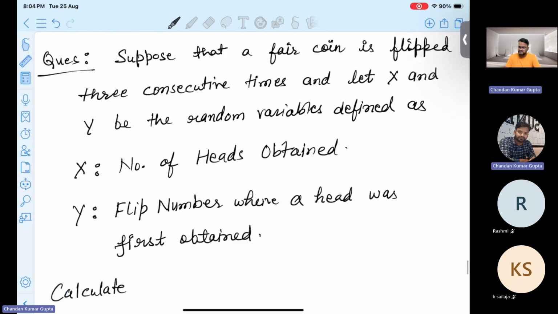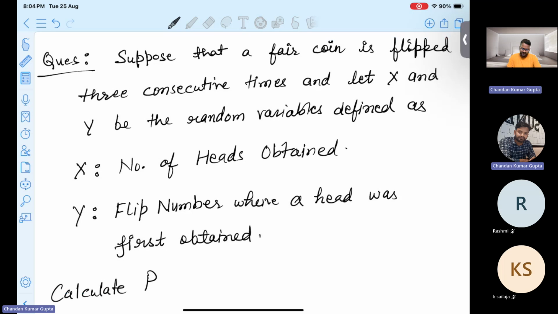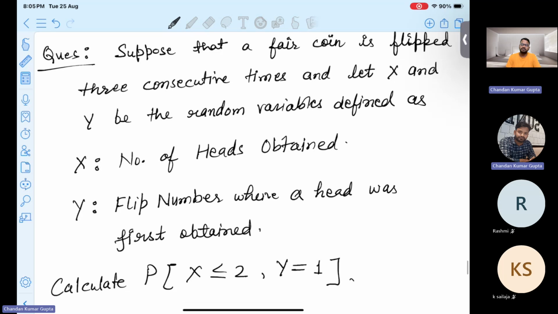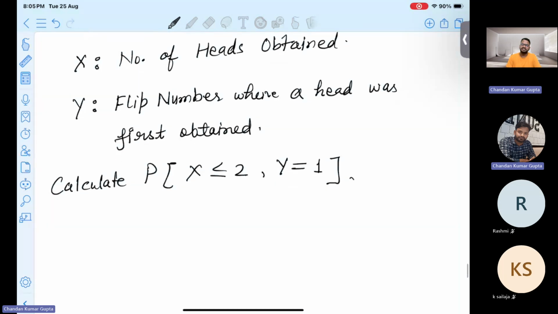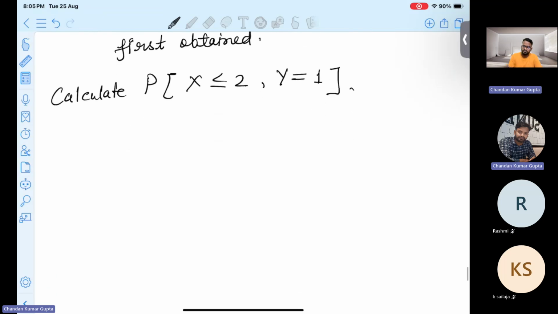Now the question is: calculate the probability that X is less than or equal to 2, Y is equal to 1. So we flip the coin consecutively 3 times, and we define 2 random variables. X is the number of heads obtained, and Y is the flip number where a head was first obtained. We need to calculate the probability that X is less than or equal to 2, Y is equal to 1.